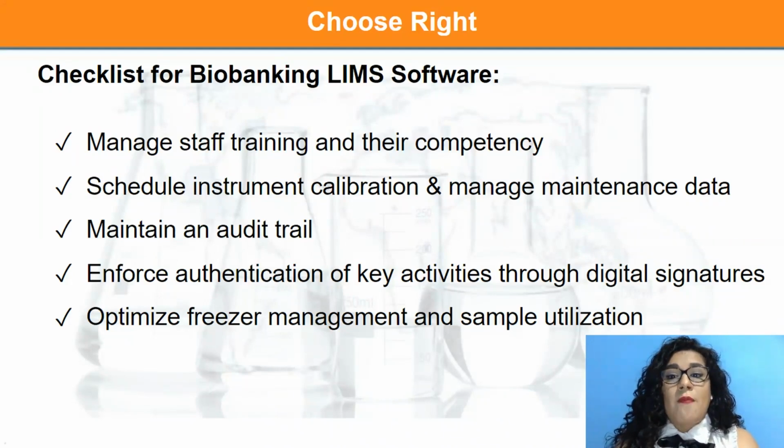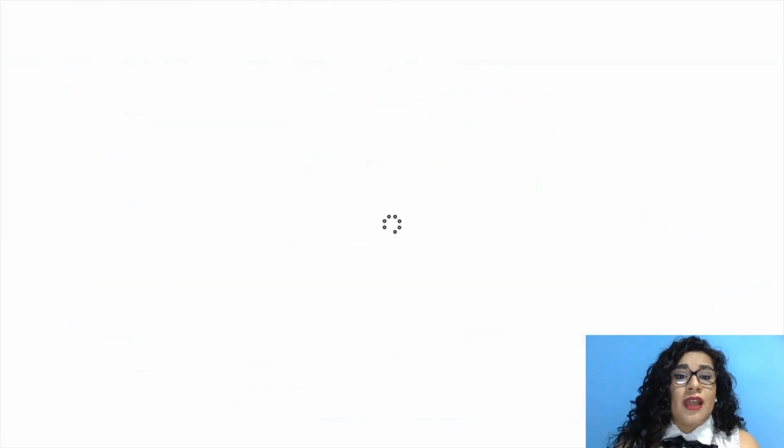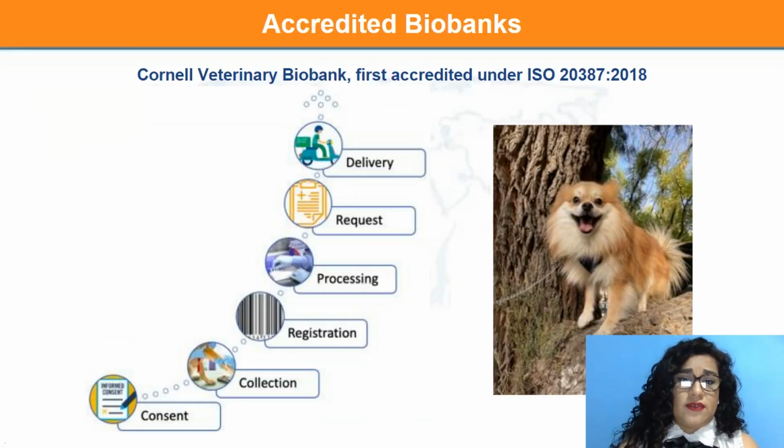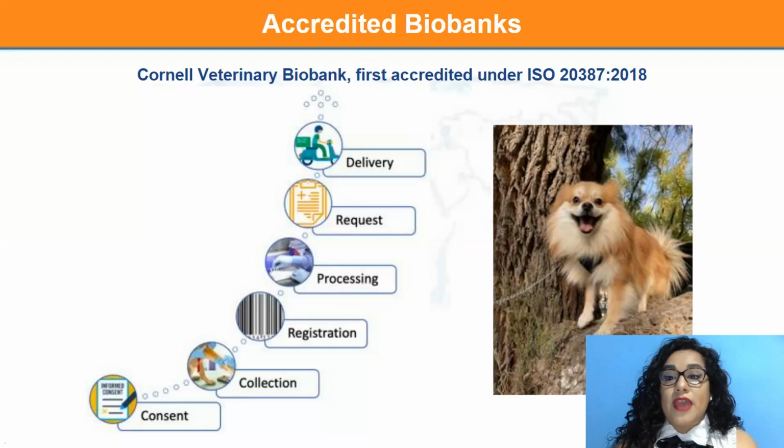So let's see a biobank that was the first accredited under ISO 20387. It was the Cornell Veterinary Biobank. This biobank collects samples from ill and healthy animals, and the samples are then processed, cataloged, and provided to scientists around the world. They have a workflow that is most like the one that I showed you on the screen. They have sample collection, acquisition, preparation, preservation, testing, analysis, storage, and distribution.